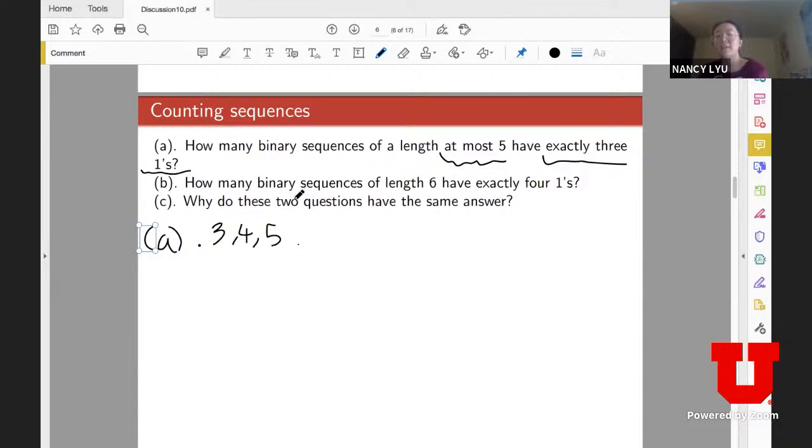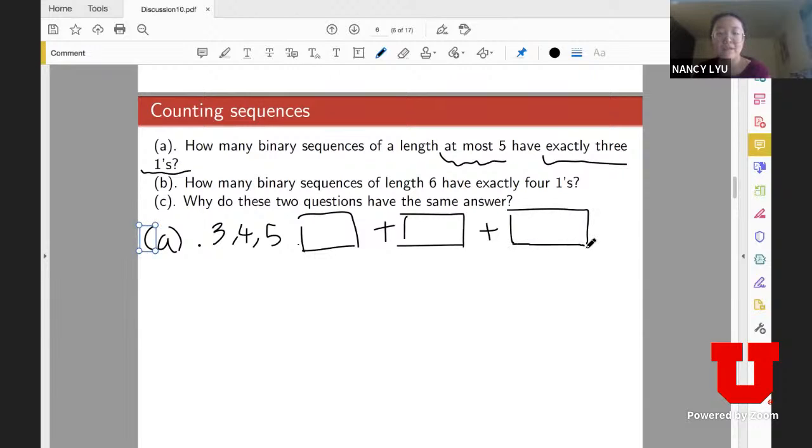So which formula are we going to use for this problem? We're probably going to use the rule of sum to first find how many binary sequences there are of length 3, and how many there are of length 4, plus the number of binary sequences of length 5, and that will give us the final answer. So what formulas are we going to use to put in this box?